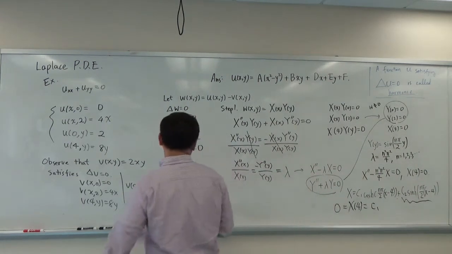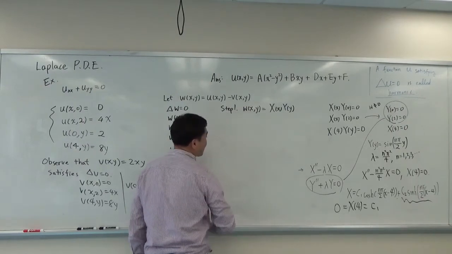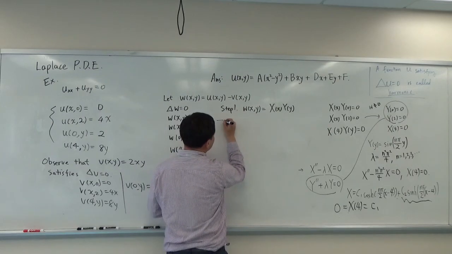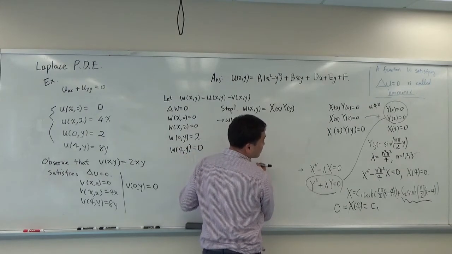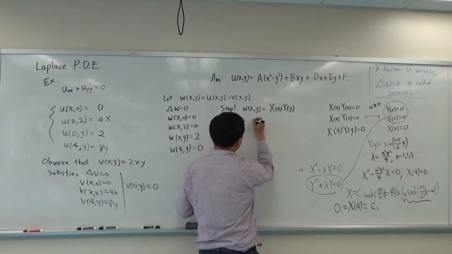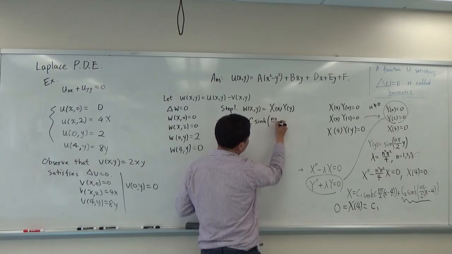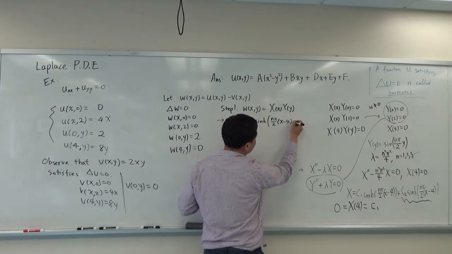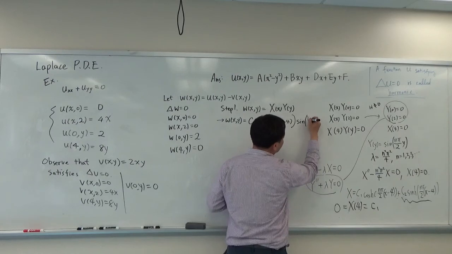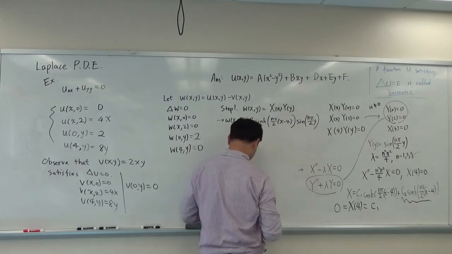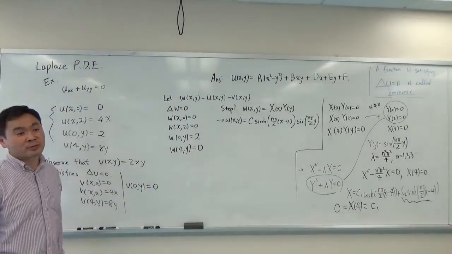Alright, so we did the hard work. Now let's come back and write the result of step one. Here is what we just found out in step one. We found out that for the x, it has to be some constant times sinh of n pi over 2 times (x minus 4). Whereas for the y, it has to be sine of n pi over 2 y. So that's what we found so far.